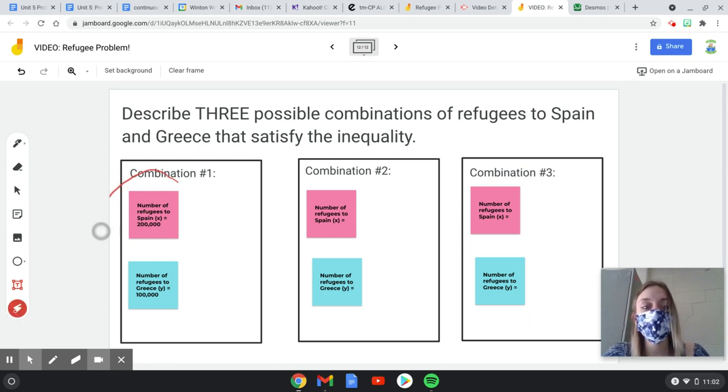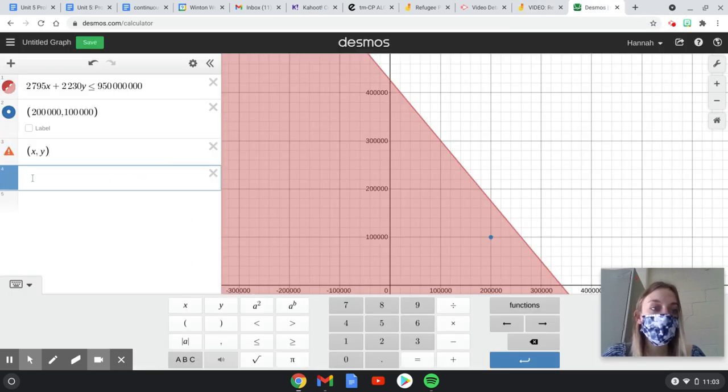So what this is saying is that 200,000 people can go to Spain, 100,000 people can go to Greece, and that there's enough money, because remember, there's only 950 million, there's enough money to support them. Now, what I want you to do is find 2 other points here to put and do the exact same thing that we just did. So you want it within this little triangle. Just start trying numbers that you think would work, and if it doesn't work, adjust it and try again. This is the last thing that you have to do.